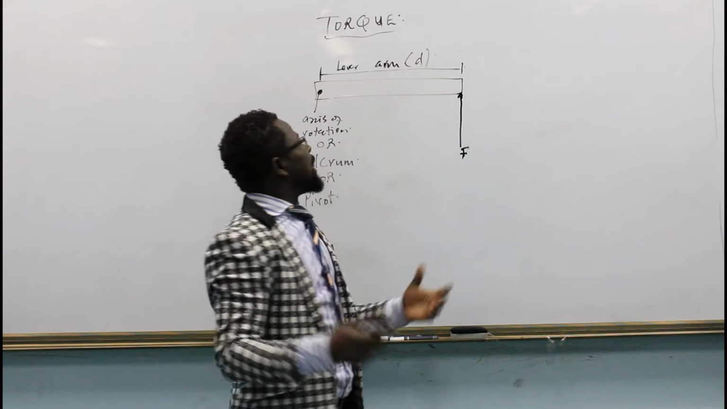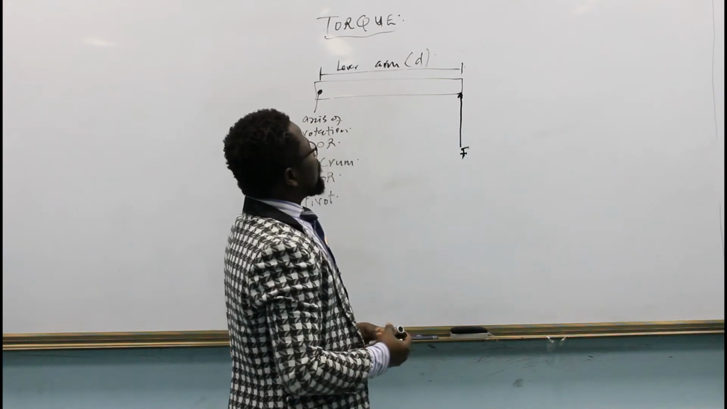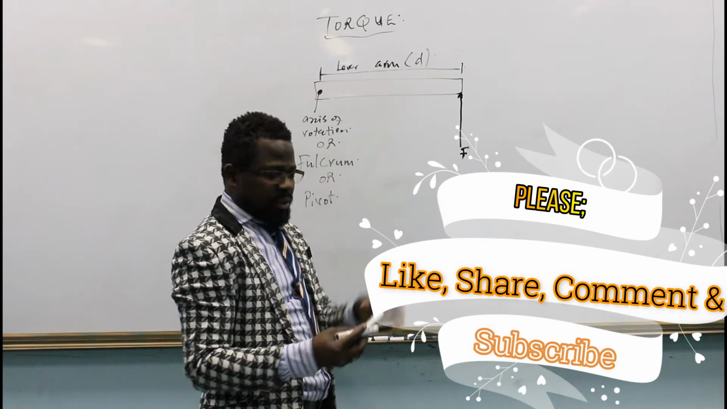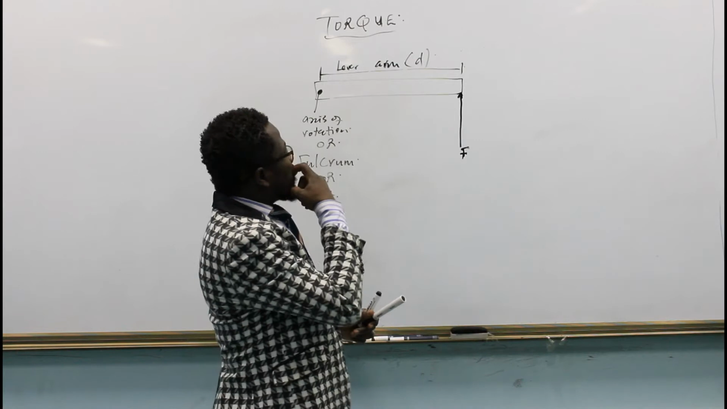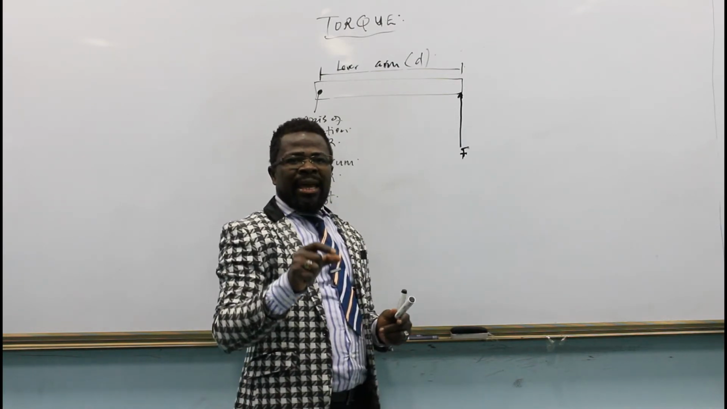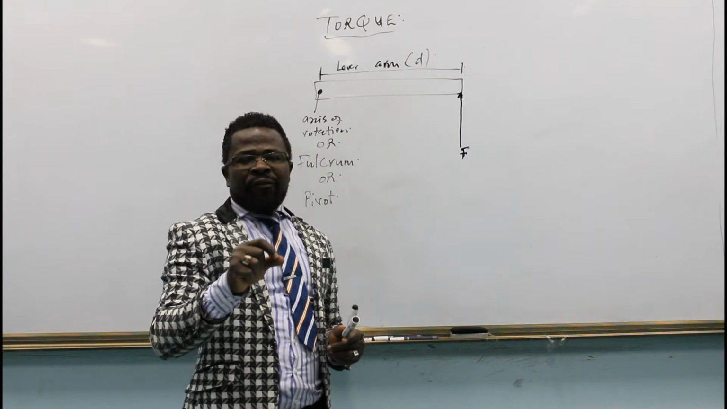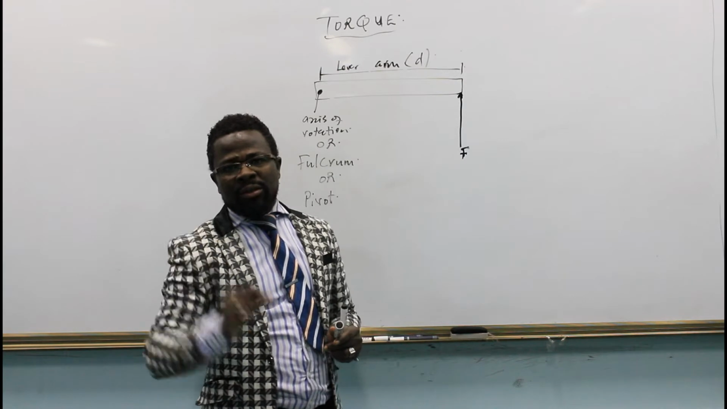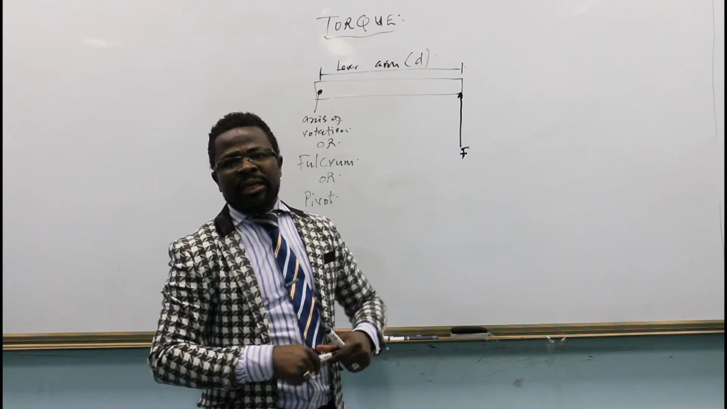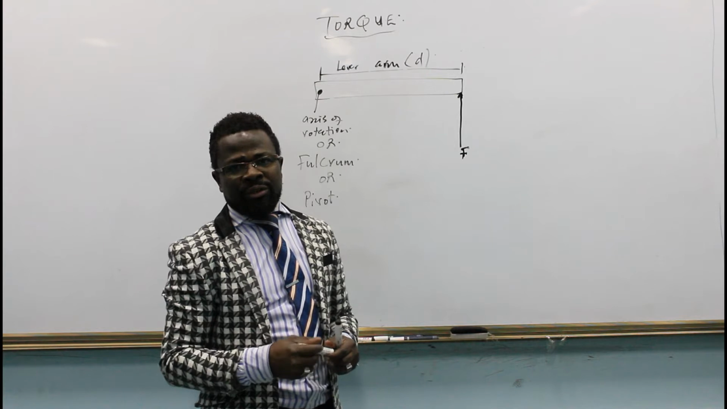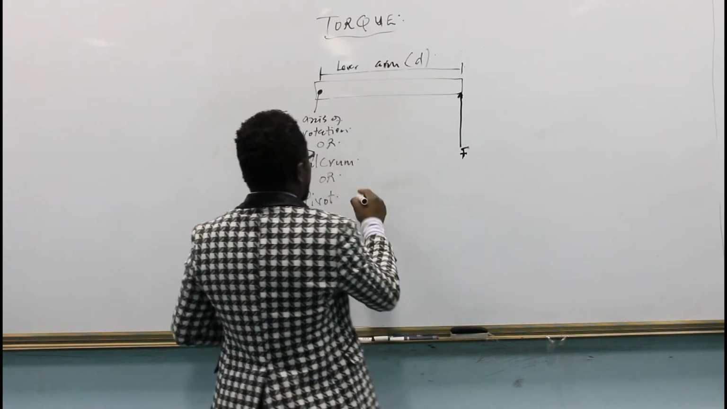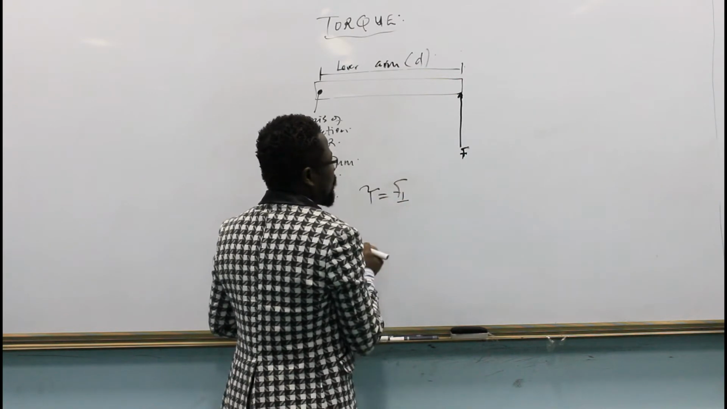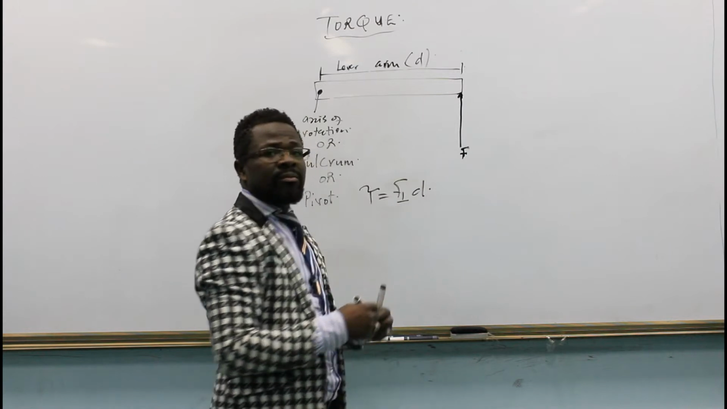So let's quickly see. The next question we need to ask ourselves is how do we calculate the torque? To calculate the torque, we simply say that torque is the product of the force and the perpendicular distance between the force and the fixed point, or the axis of rotation. So we can simply say the torque equals the perpendicular force multiplied by the distance.